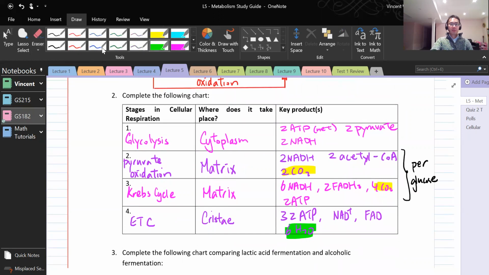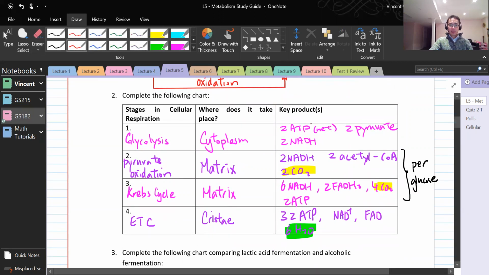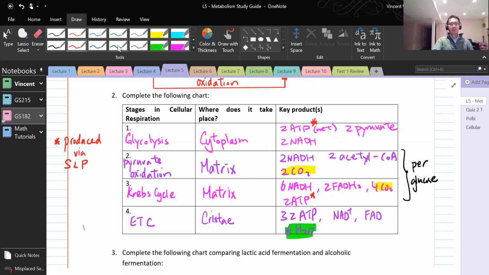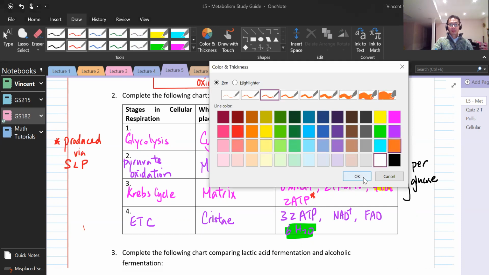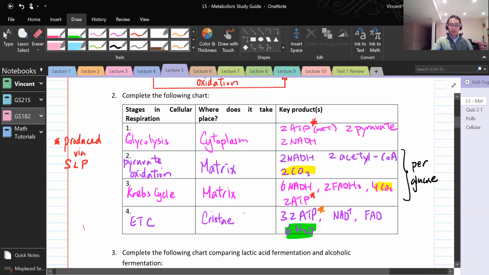There's just a few more footnotes here and there. These ATP are produced via substrate level phosphorylation. These ATP are produced via oxidative phosphorylation.